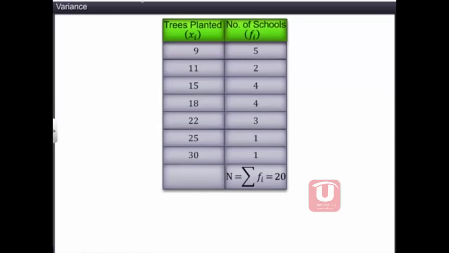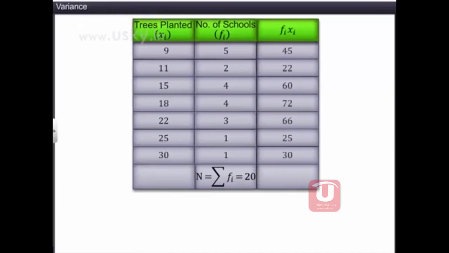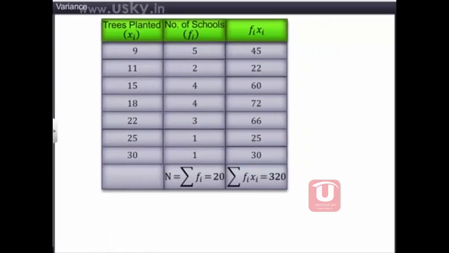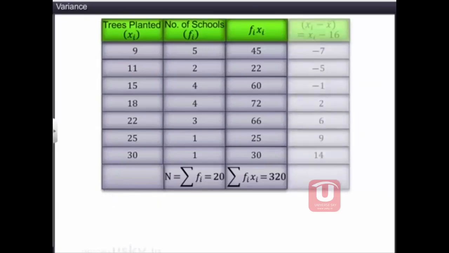Now, we'll find the product of the trees planted and the number of schools that planted them. The sum of the products of the numbers of trees and the schools is 320. Therefore, the mean of the frequency distribution is 320 divided by 20, which is equal to 16. Next, we'll calculate the deviations of the numbers of trees planted from the mean.